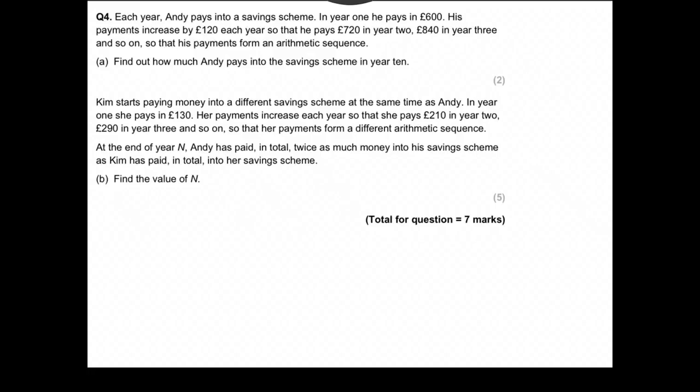Right, next one, we've got question 4, which is a massive sequence in the series question. So this is one of the modelling ones where we've got to be careful about not mucking up year and term or getting those mixed together. So someone pays into a savings scheme. In year 1 he pays 600. His payments increase by 120 each year so that he pays 720 in year 2, and so on. Okay. So as I always say, draw a table if you're not sure. And with these modelling ones, it's always worth a table anyway.